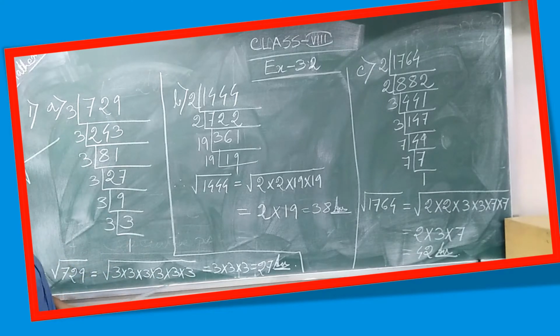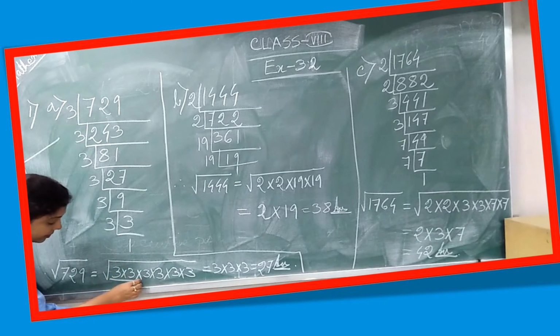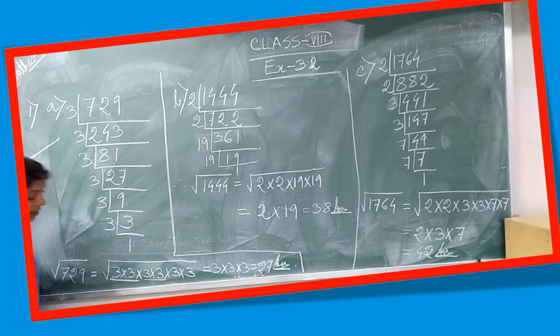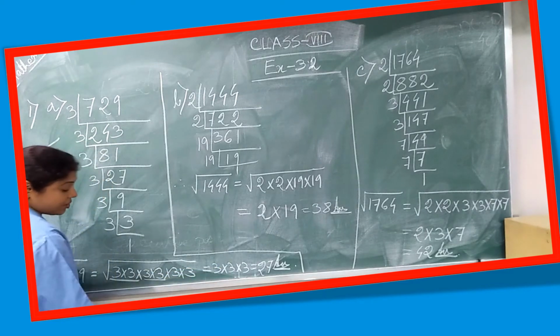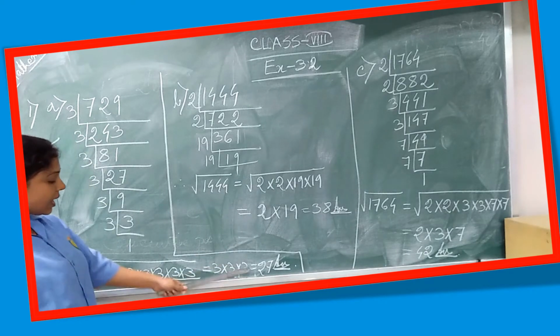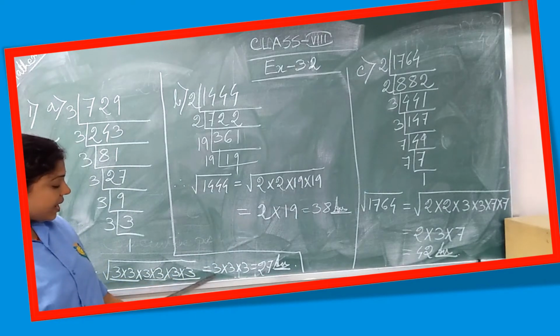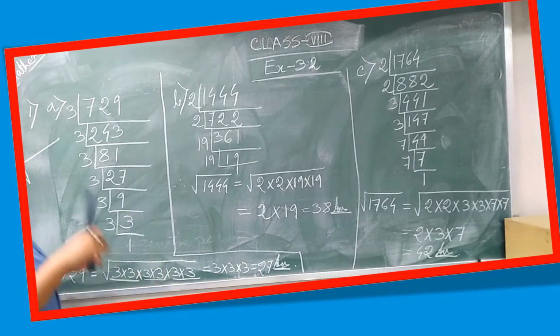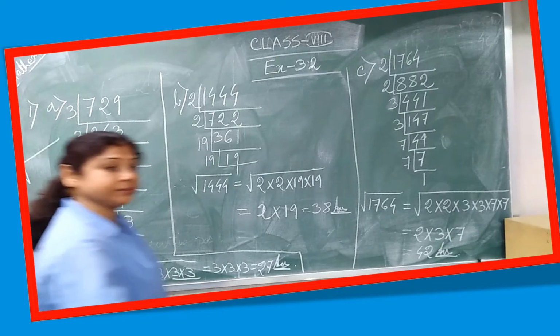Now in the next step we will not give the square root. For a pair of 3s, you will take one 3. For the next pair of 3s you will take one 3. For the next pair of 3s you will take another 3. If you multiply, it is coming 3 into 3 into 3, that means 27, and this is the answer. That means 27 is the square root of 729.